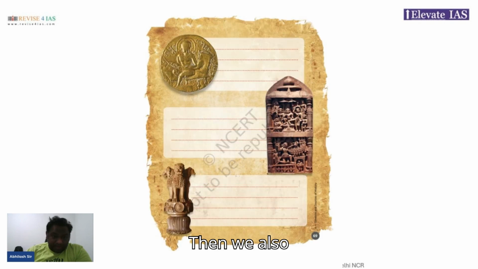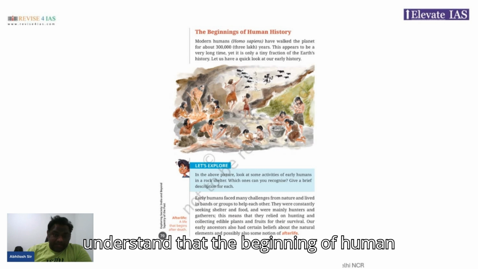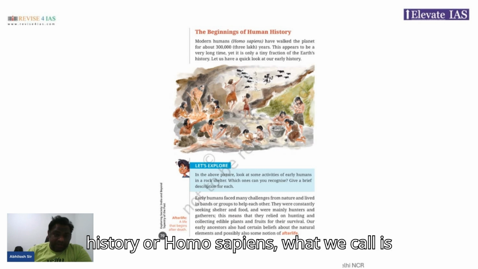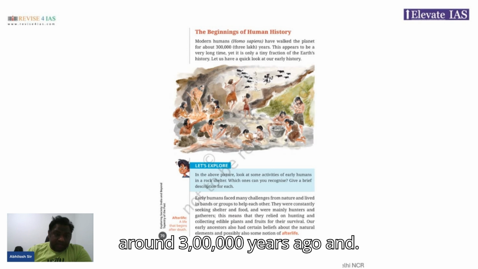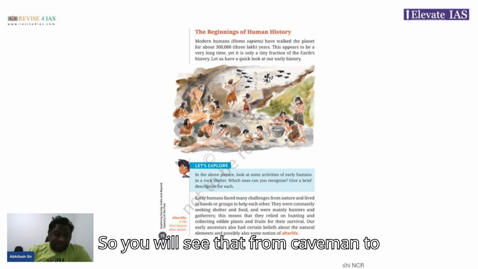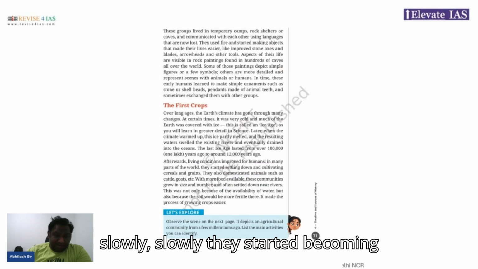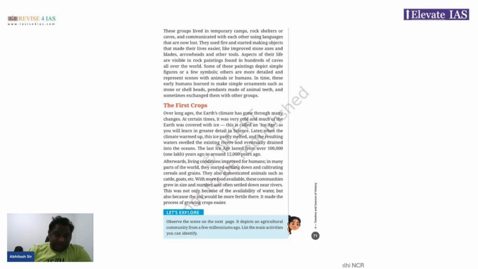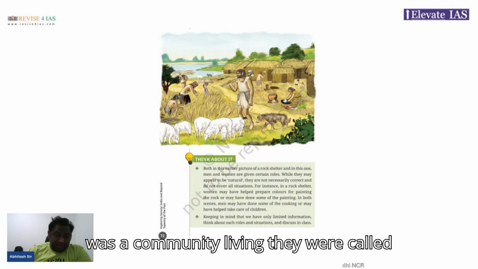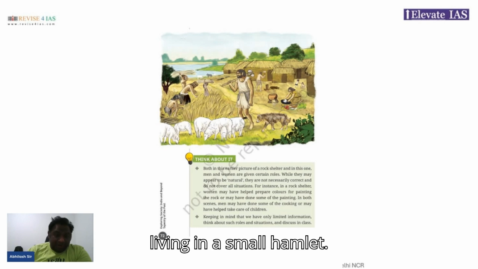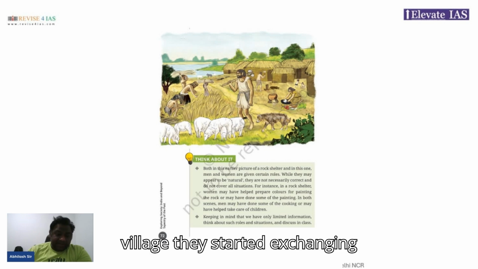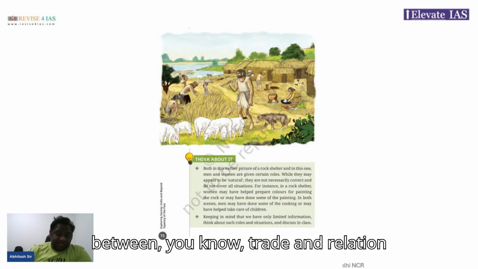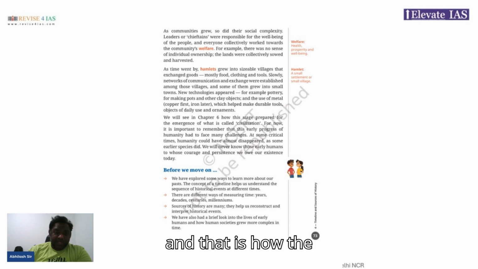Then we also understand that the beginning of human history, or Homo sapiens, as we call them, is around 3 lakh years ago. You will see that from the caveman, slowly the invention of fire happened, and they started becoming agriculturists, growing crops, and there was a community living. They lived in a small hamlet. Slowly, the small hamlet grew into a village. They started exchanging, trade and relations, and communication started between villages, and that is how the welfare-centric age started between each other.